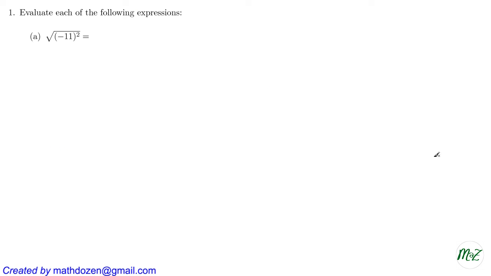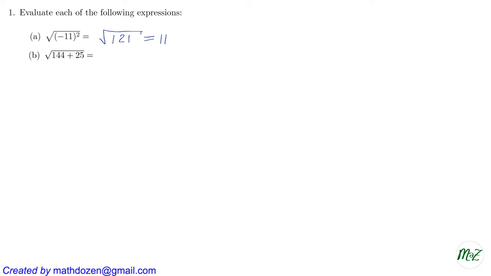Let's work on the following problems. Let's evaluate the square root of (-11) squared. So the way it's written, this becomes the square root of positive 121, which in its own right becomes positive 11.